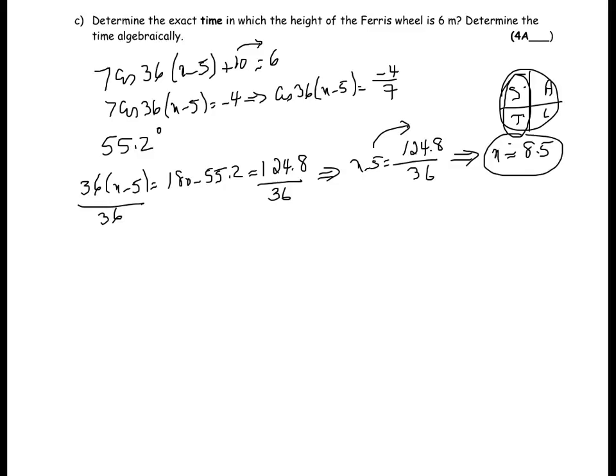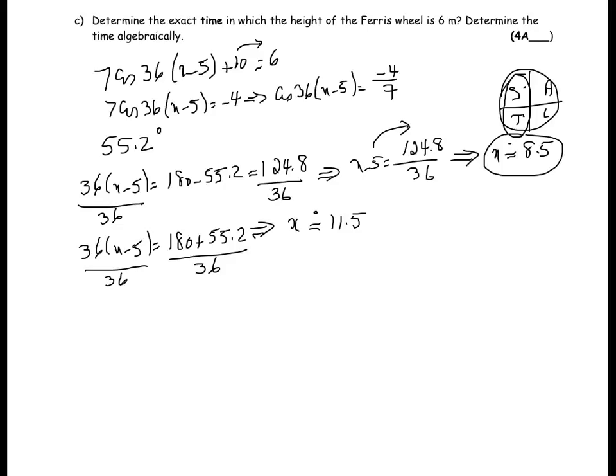That's the first one. The second one, we say that 36 times x minus 5 has to be equal to 180 plus 55.2 to be in the third quadrant. If we solve this one by dividing by 36 and then moving 5 to the right, we get that x is approximately 11.5.